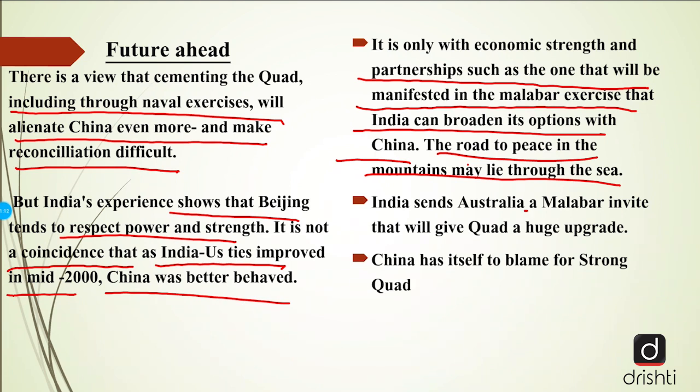India sends Australia a Malabar invite that will give the Quad a huge upgrade. Now, as India has invited Australia for the Malabar naval maritime exercises, that means the Quad will have even more significance now. And China has itself to blame for a strong Quad. Like we all know, this Quad was actually formed because of all the ill steps that China has taken against Japan, India, etc. If only one person is to be blamed for making these Quad nations this strong, it is only and only China. So, this was with today's editorial.